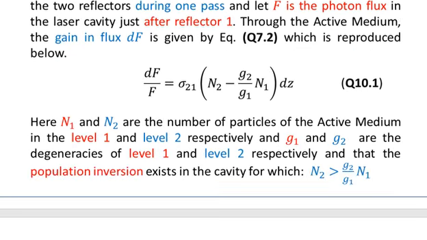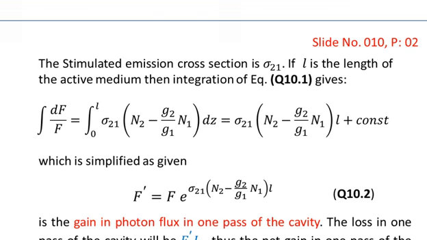So we are integrating both sides of this equation, which you can see over here. On the right hand side we have the limit from 0 to L, because L is the total length of the active medium. All these quantities except dz will remain within the integral. The rest of the quantities, being constants, will be taken out of the integral. And so on the right hand side we have replaced the integration of dz with L plus some constant.